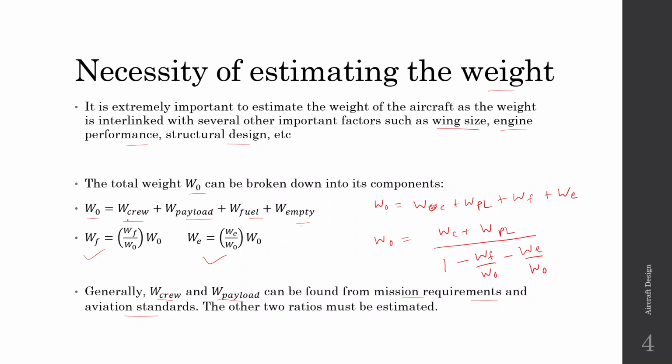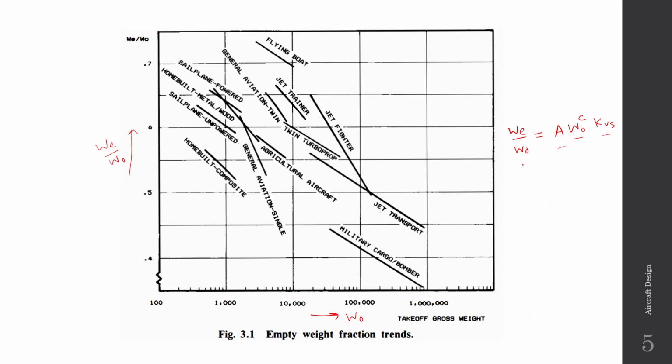The weight is broken down into these four categories: the crew weight, payload weight, fuel weight, and empty weight. Now the crew and payload weight are specified by the mission requirements. Usually they are given, like design an aircraft which has to carry 10,000 pounds. And for fuel weight and empty weight you have to estimate. Now, empty weight is estimated using historical data. So you usually have a relation like this.